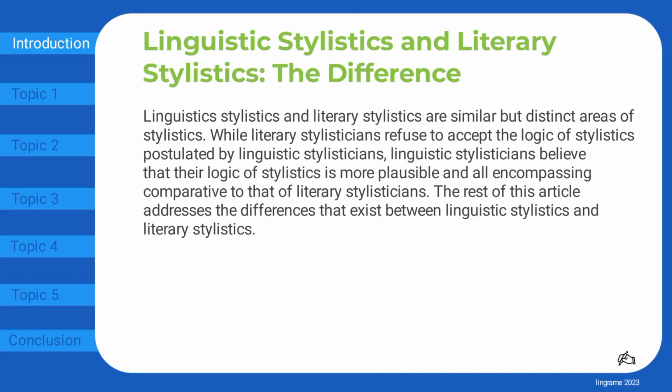Linguistic stylistics and literary stylistics: the difference. Linguistic stylistics and literary stylistics are similar but distinct areas of stylistics. While literary stylisticians refuse to accept the logic of stylistics postulated by linguistic stylisticians, linguistic stylisticians believe that their logic of stylistics is more plausible and all-encompassing compared to that of literary stylisticians. The rest of this article addresses the differences that exist between linguistic stylistics and literary stylistics.